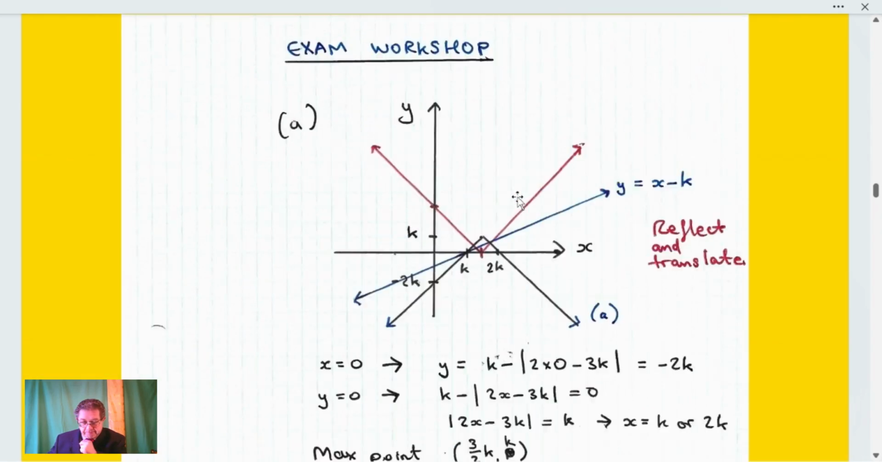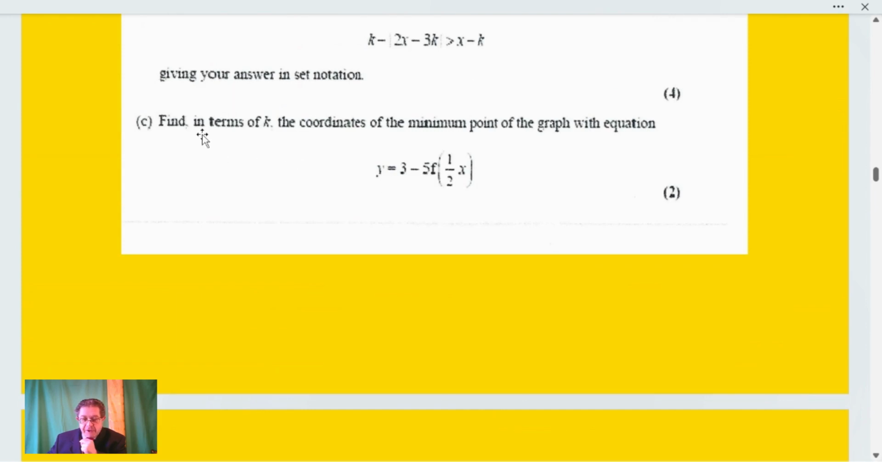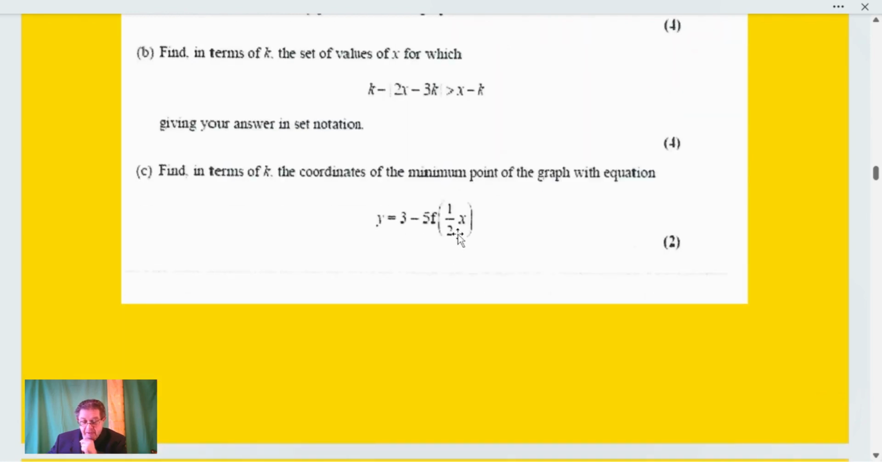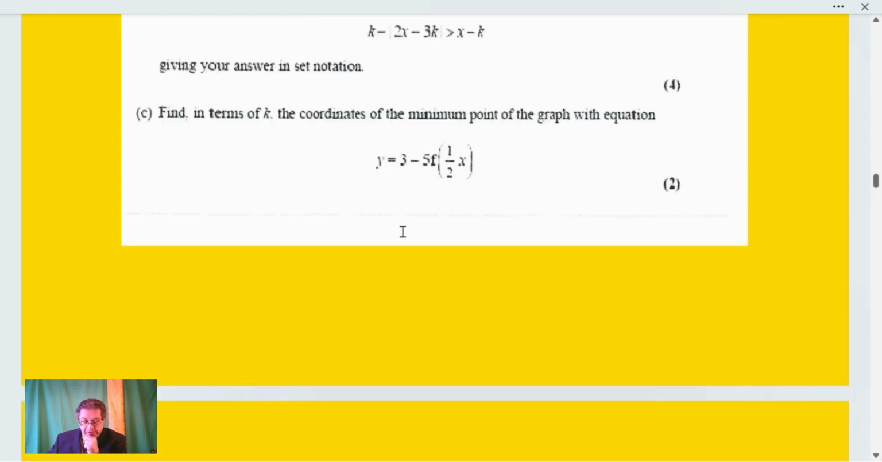Part C of this question. Find in terms of k the coordinates of the minimum point of the graph with equation y is 3 take 5 f of a half x. This is about transformations of graphs. We're taking f of x. We want to find where the minimum point has gone when we replace x by a half x, multiply by minus 5, and add 3 in that order.